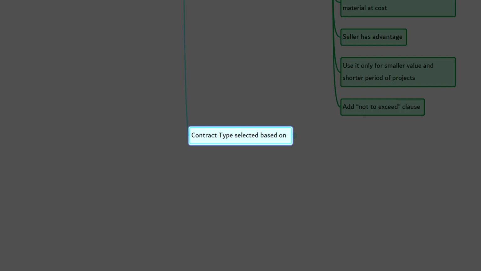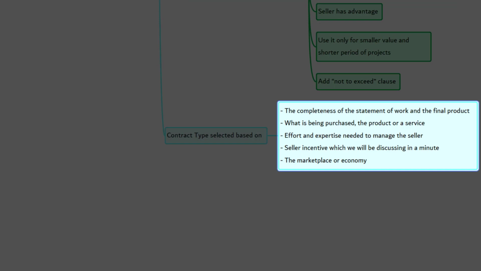So, the procurement manager needs to select the right contract type for each procurement in the project based on the completeness of the statement of work and the final product, what is being purchased, the product or a service, effort and expertise needed to manage the seller, seller incentive, and the marketplace or economy.